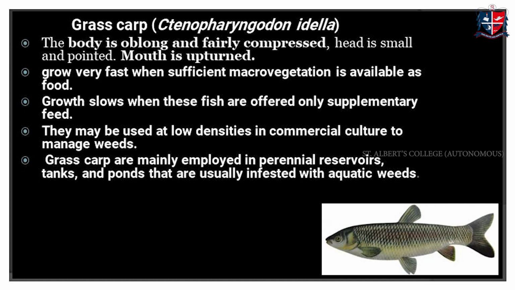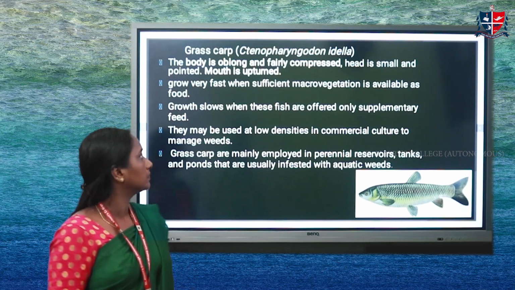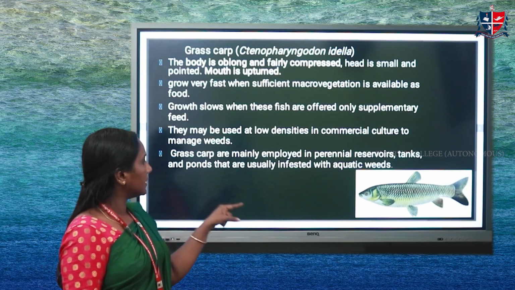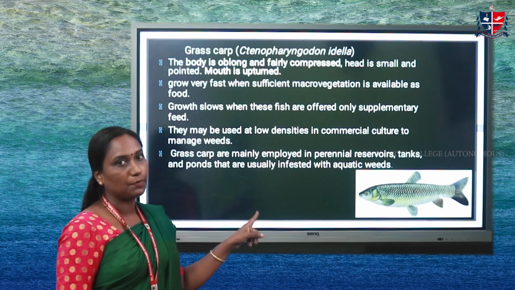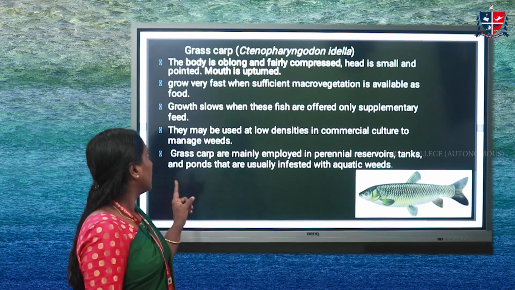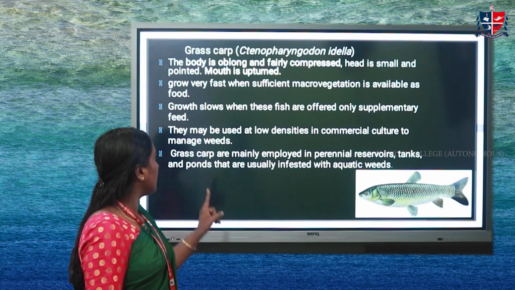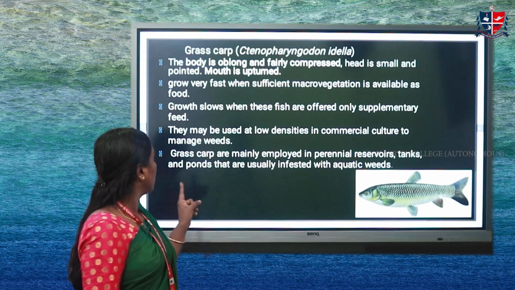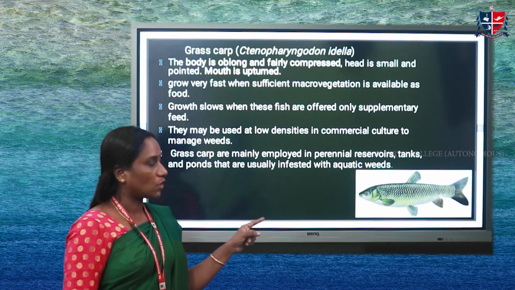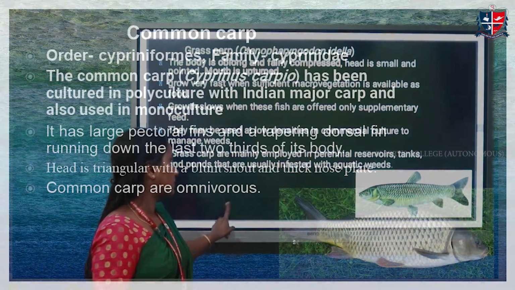Next exotic carp is Ctenopharyngodon idella. It is otherwise known as grass carp. Its body is oblong and fairly compressed. The head is small and pointed. Mouth is upturned. They grow very fast when sufficient macrovegetation is available. Growth slows when these fishes are offered only supplementary feed. They may be used at low densities in commercial culture to manage weeds. Grass carp are mainly employed in perennial reservoirs, tanks, and ponds that are usually infested with aquatic weeds.